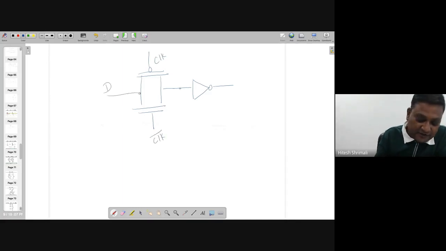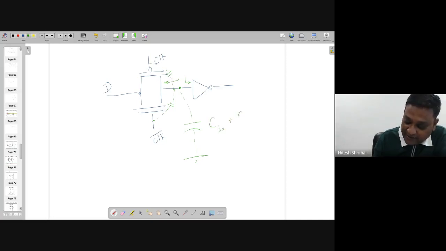So D actually is not there, but we are considering that at this node, what are the capacitances? At this side, you will have the diffusion capacitances coming from these two transistors. Other than that, on the input side, there are the gate capacitance and the overlap capacitance. All those capacitances in total are going to be here. So the capacitance looking this side, the capacitance of the transmission gate and the capacitance of the inverter, adding all the capacitors will be the bigger capacitor over here.